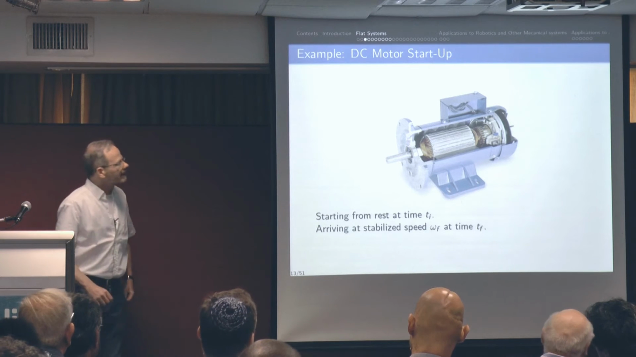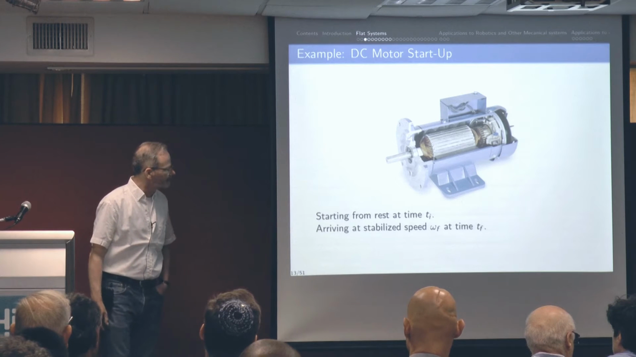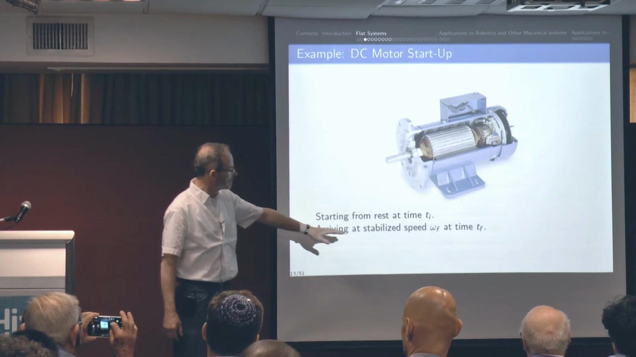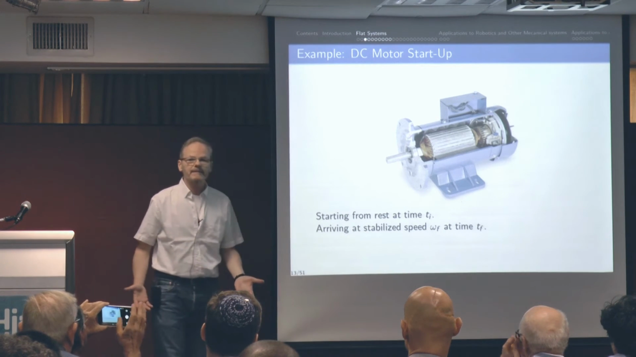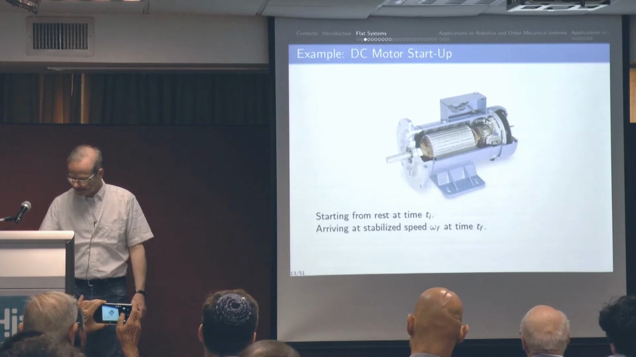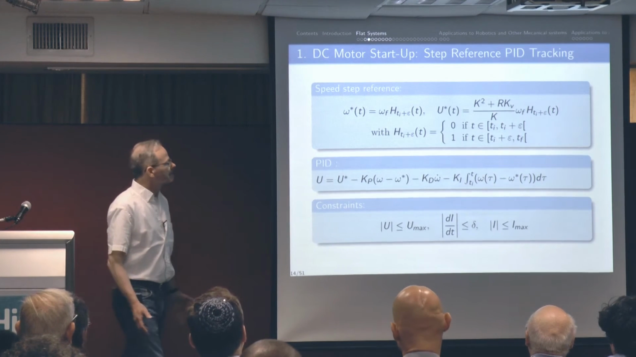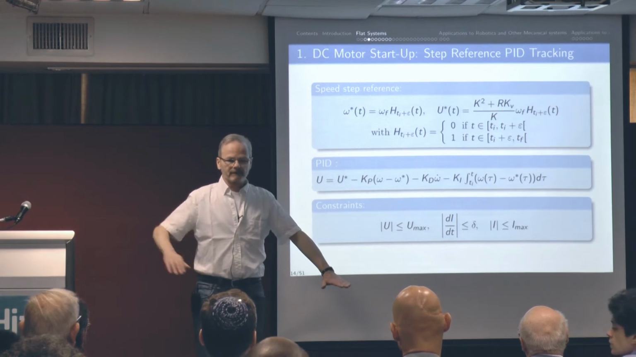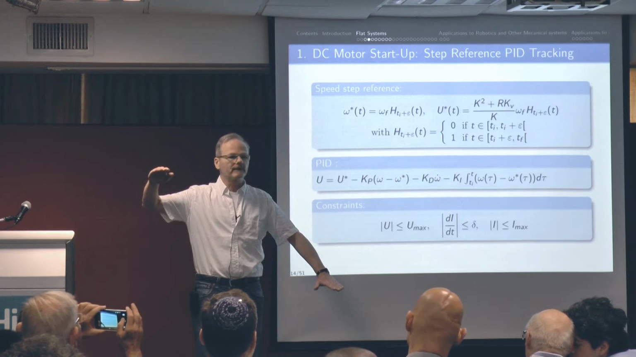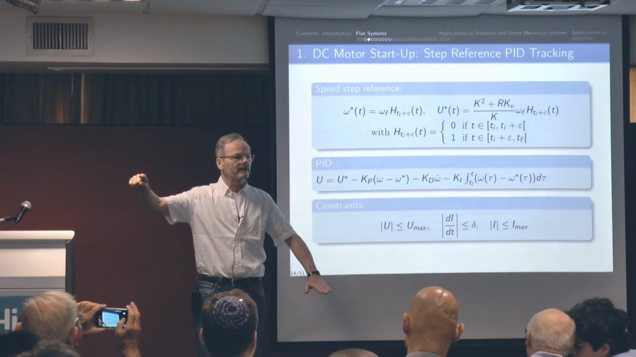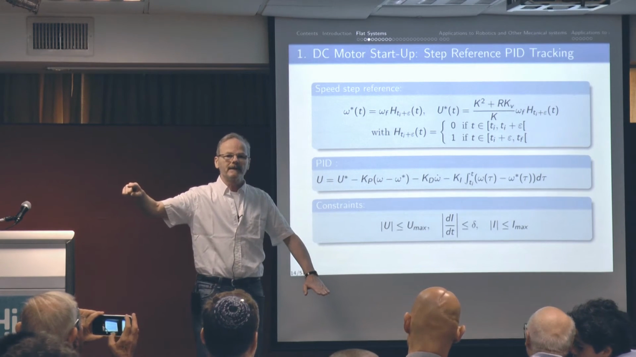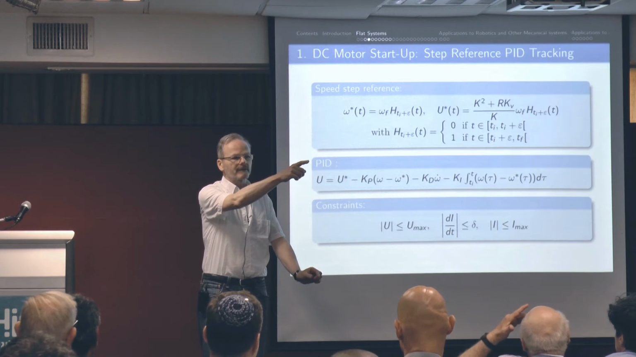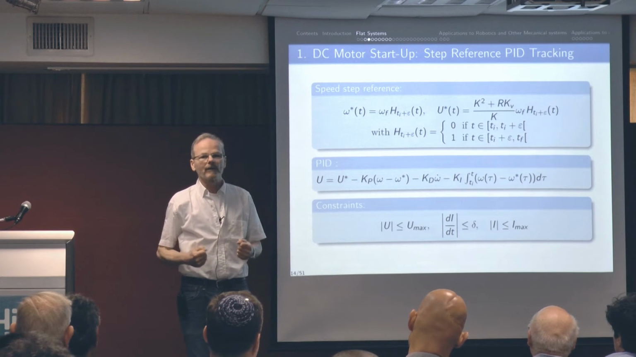Now, let's go back to the startup of a DC motor. You want to start from rest at initial time Ti, and you want to arrive at final time Tf at some stabilized speed omega sub f. So the most classical design consists in this: you want to start at zero speed, you want to arrive at omega f, then you take as a reference a Heaviside function, a step function, and you wait some epsilon time until you start taking the reference of omega f, and you keep omega f all along, constant.